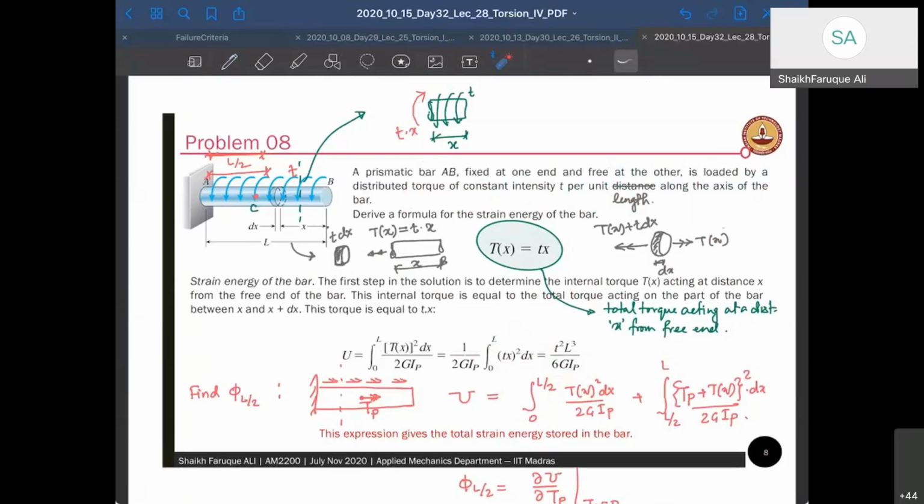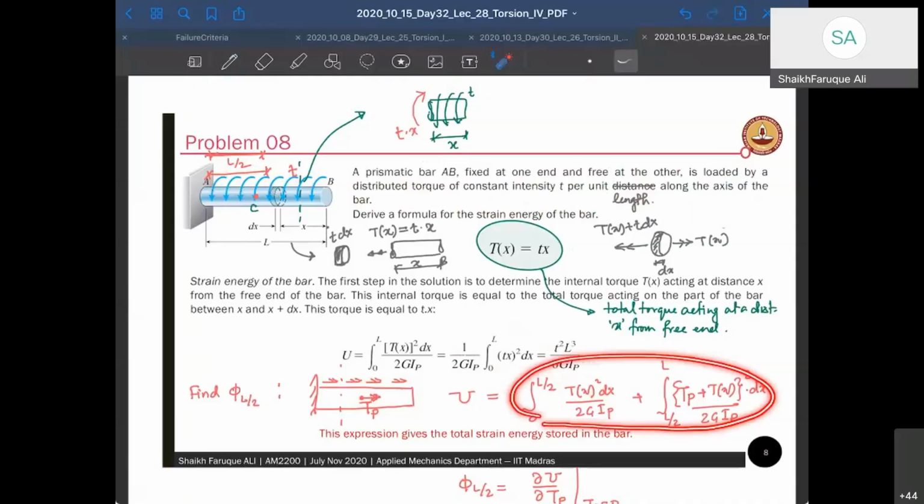So at that point, there was no load, right? There was no twist, there was no torque applying. So I will put a separate torque at that point. Now I have to find strain energy due to both this torque as well as this distributed torque that is acting.